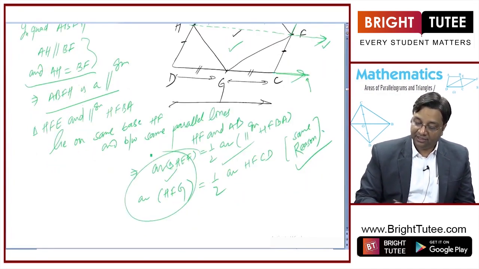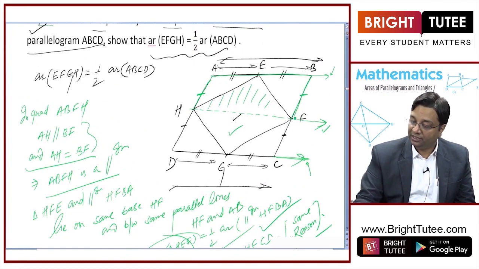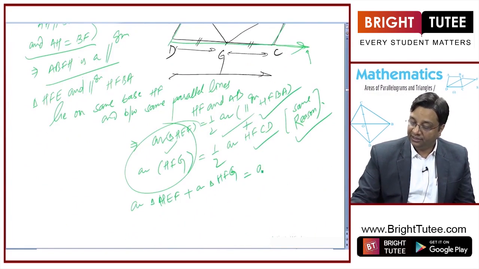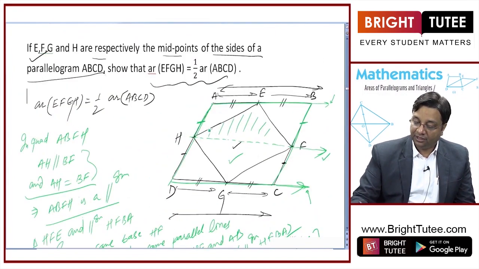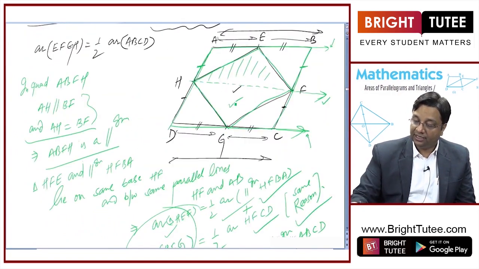Now, if you add the areas of these two triangles, area of triangle HEF plus area of triangle HFG, on the right hand side, if you add areas of these two parallelograms, you can notice that the sum will be area of parallelogram ABCD, right. So, I will directly write it as area of parallelogram ABCD here. Now, this area is nothing but area of this quadrilateral, which is also a parallelogram that you will study in midpoint theorem, right. So, this area is nothing but area EFGH.